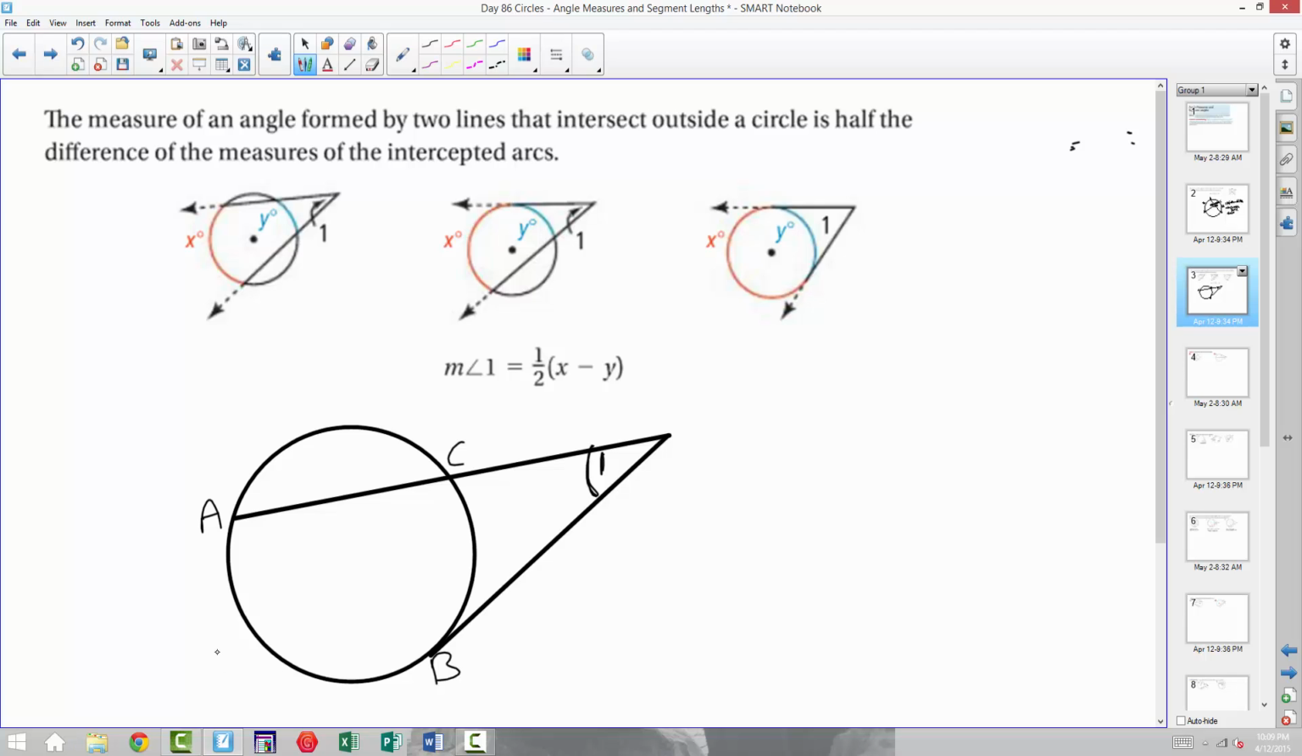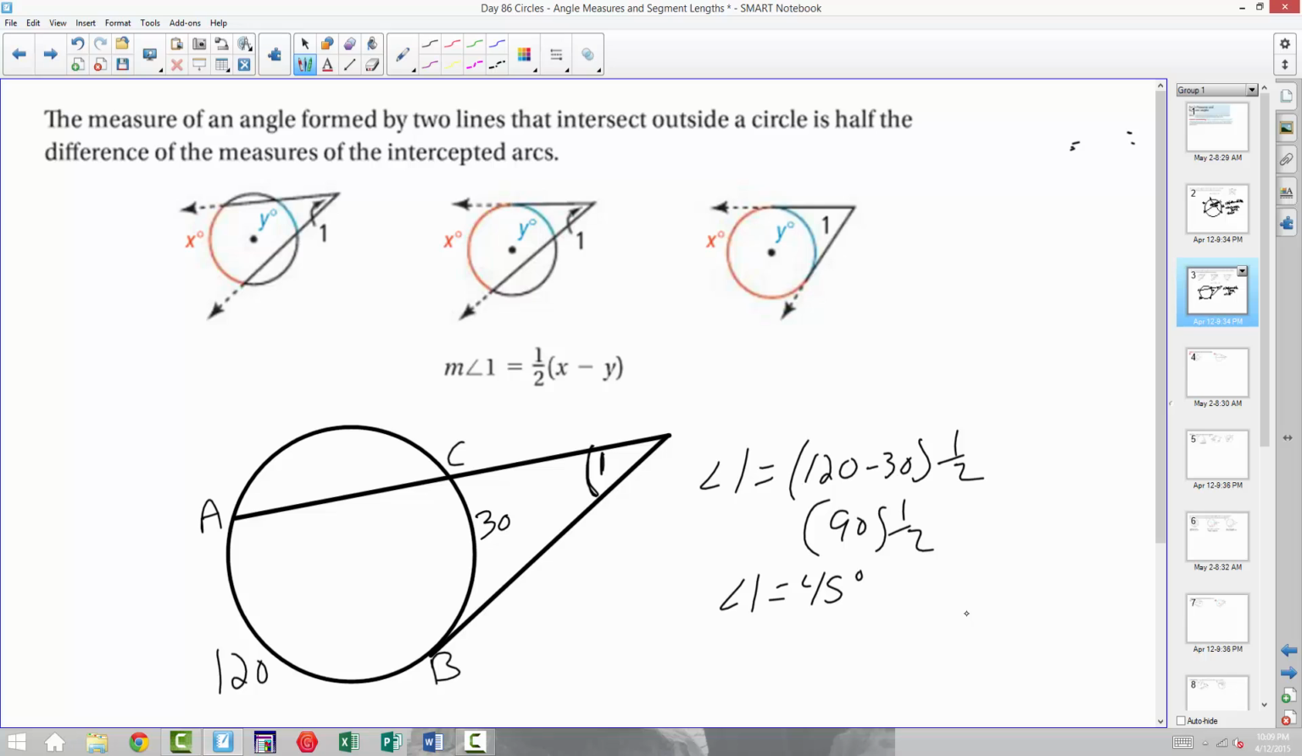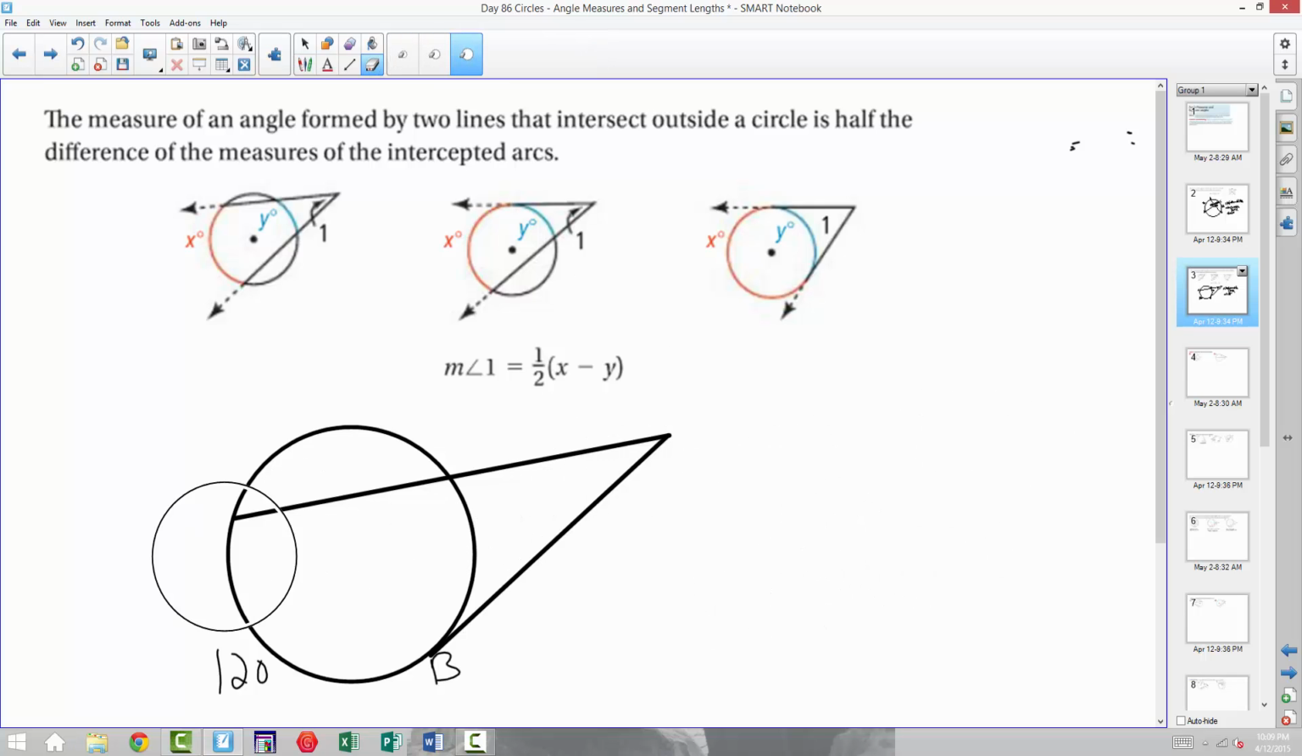So if AB was 120, CB was 30, I know that angle 1 in this case is going to be the difference, 120 minus 30 times a half. So 90 times a half, so angle 1 is 45 degrees. So if the angle is formed on the outside of the circle, take the two arc measures, take the difference, and then divide by 2. Last example.